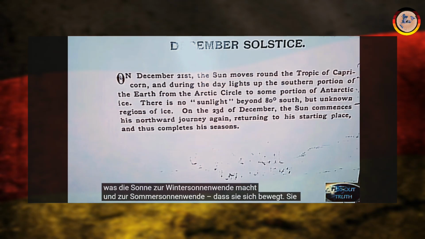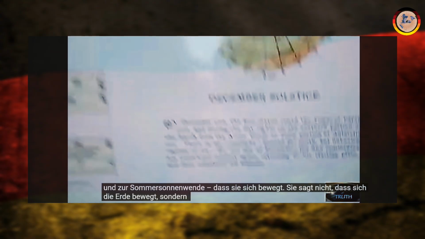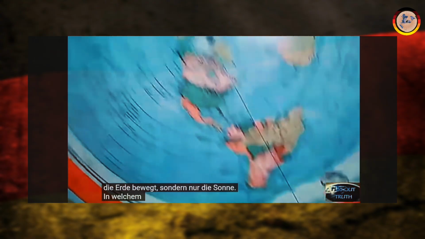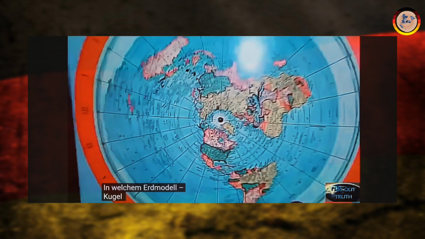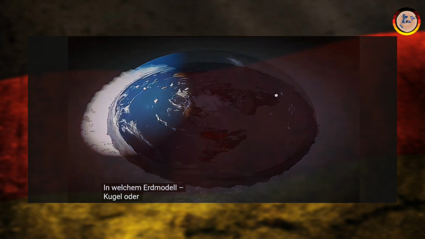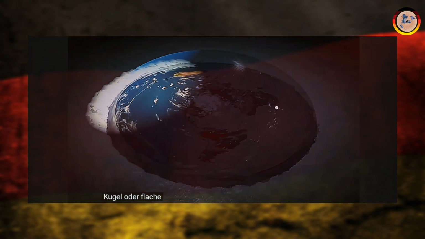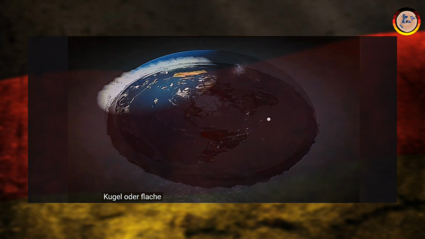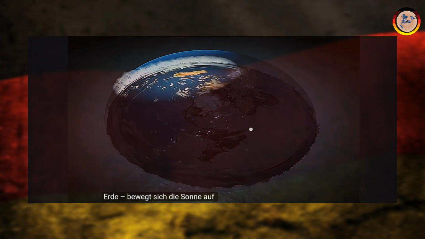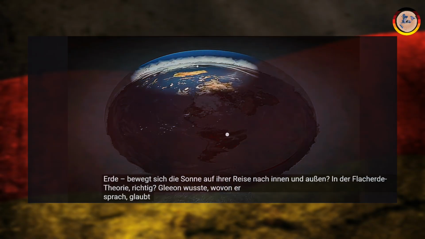Now, the map itself just told you what the sun does in the winter solstice and in the summer solstice, that it moves. It doesn't say the Earth moves, it says the sun moves. Now, in which model of the Earth, globe or flat, does the sun move inward and outward on its journey? The flat Earth, right? Gleason knew what he was talking about, trust me.